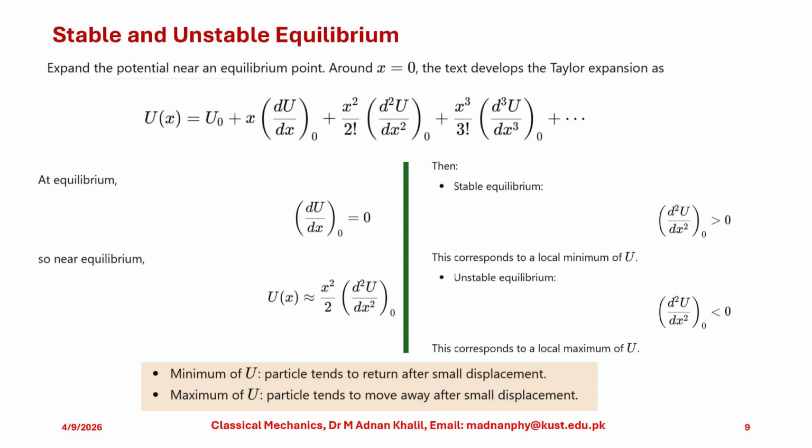The important point is that a minimum of u is like a ball in a bowl, while a maximum of u is like a ball balanced on top of a hill. One returns after a small displacement, the other moves away.